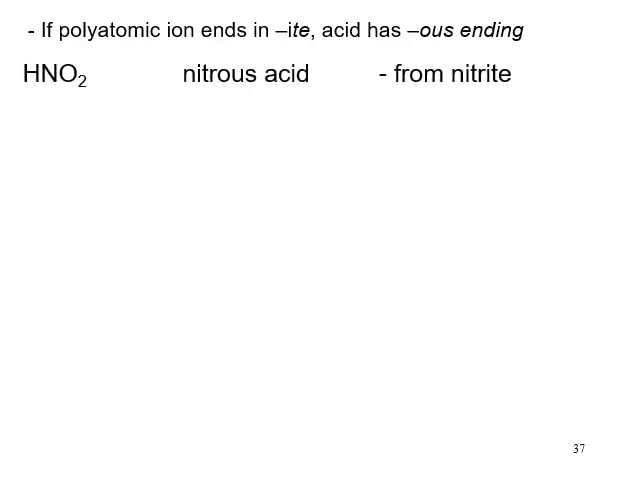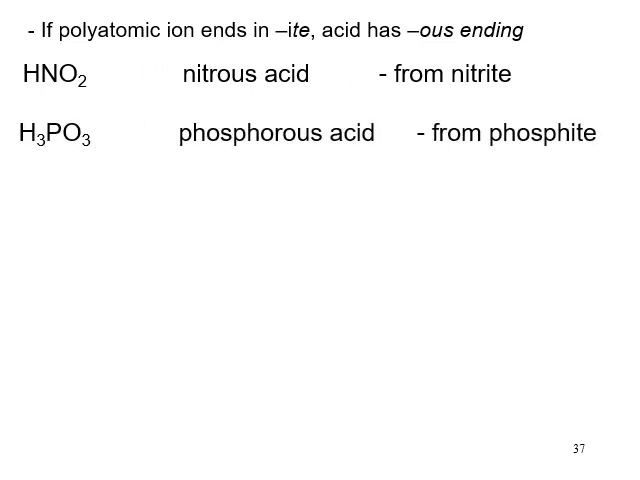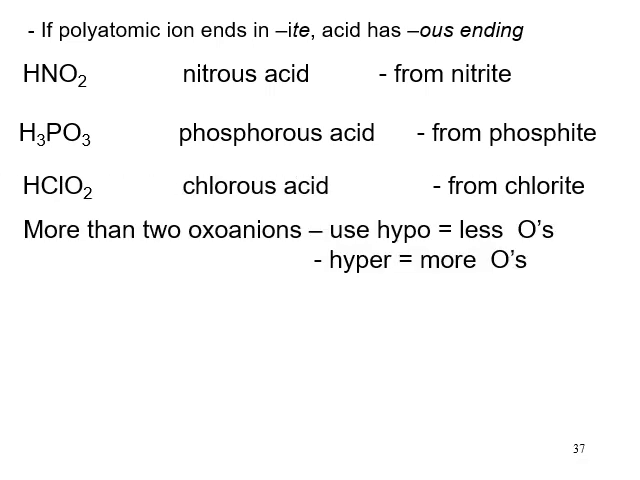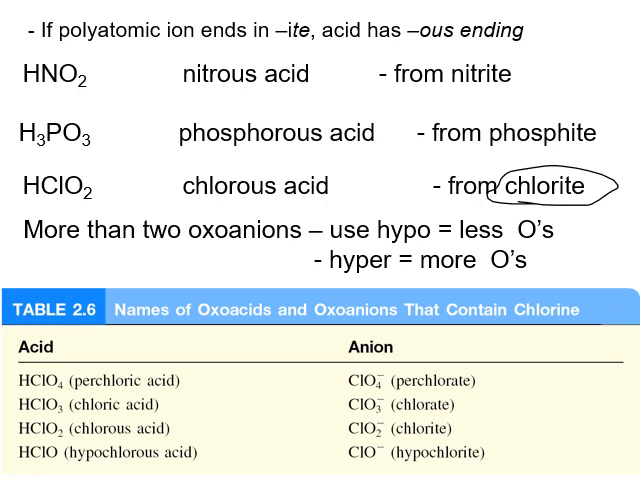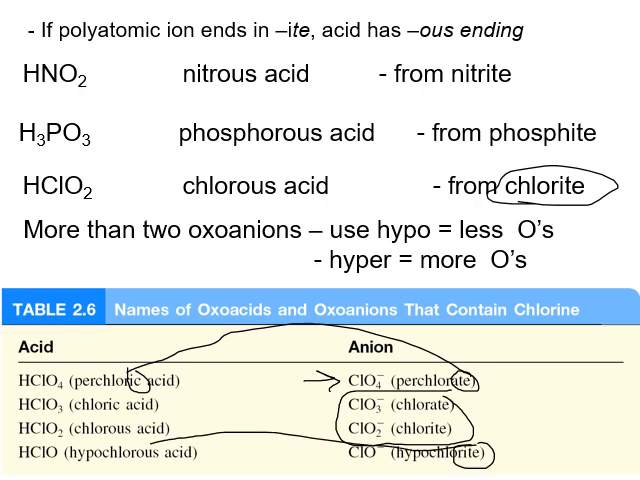If it ends in ite, it gets an ous ending. So you get nitrous acid because it comes from nitrite. Phosphorous comes from ite. Chlorous comes from ite. Now, sometimes we have more than two. You see this is chlorite. We had chlorite and chlorate. So chlorite and chlorate were kind of the base ones, but then we even have more. This guy's called perchlorate. But since it's ate, it still becomes ic over here. And this is ite, so it still becomes ous over here. But now you use the hypo and the per to differentiate.